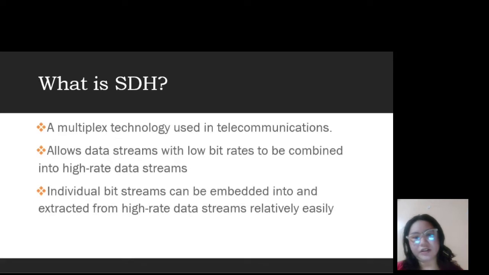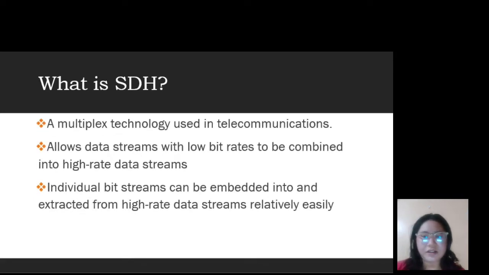So what is SDH? SDH stands for Synchronous Digital Hierarchy and refers to a multiplex technology used in telecommunications. SDH allows data streams with low bit rates to be combined into high-rate data streams. Since the entire network is synchronous, individual bit streams can be embedded into it and extracted from high-rate data streams relatively easily.